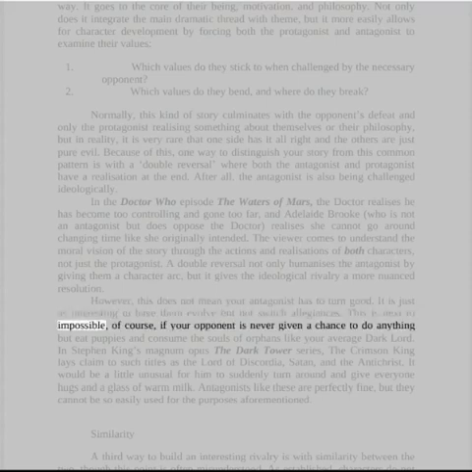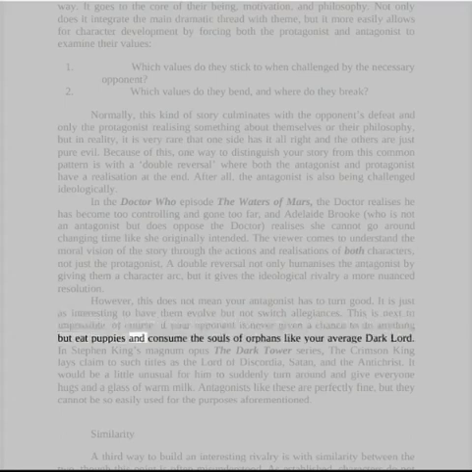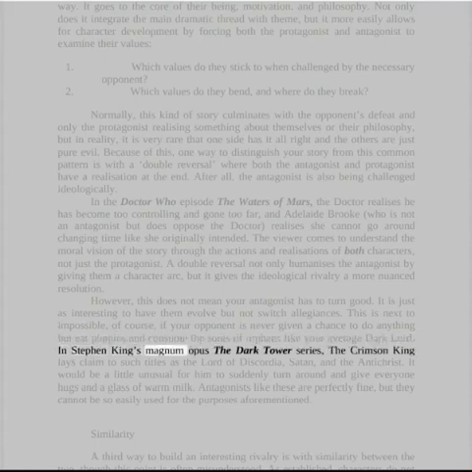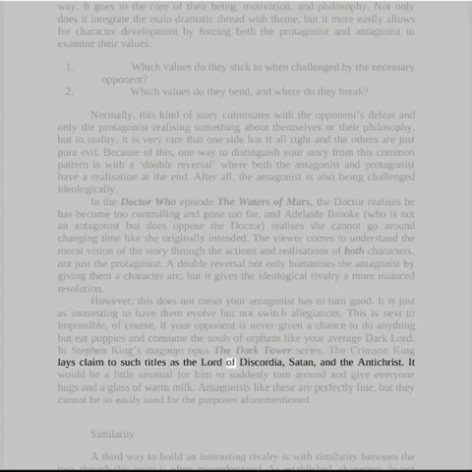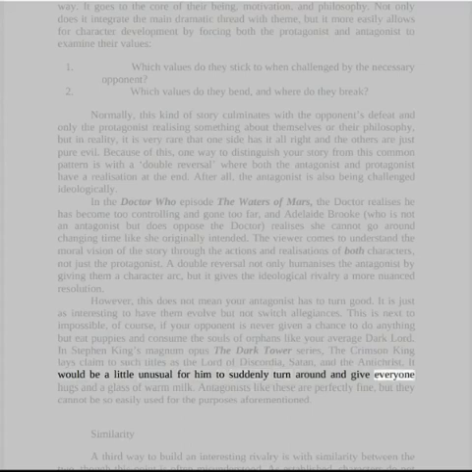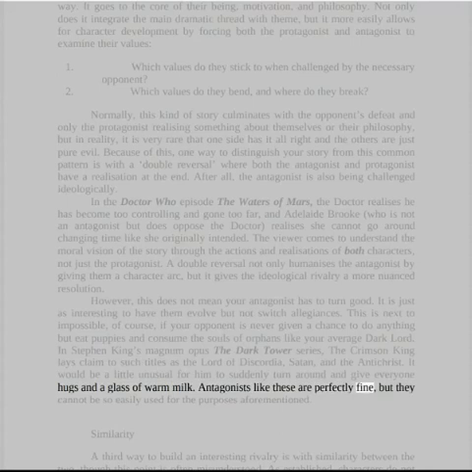This is next to impossible, of course, if your opponent is never given a chance to do anything but eat puppies and consume the souls of orphans like your average Dark Lord. In Stephen King's magnum opus The Dark Tower series, the Crimson King lays claim to such titles as the Lord of Discordia, Satan, and the Antichrist. It would be a little unusual for him to suddenly turn around and give everyone hugs and a glass of warm milk. Antagonists like these are perfectly fine, but they cannot be so easily used for the purposes aforementioned.